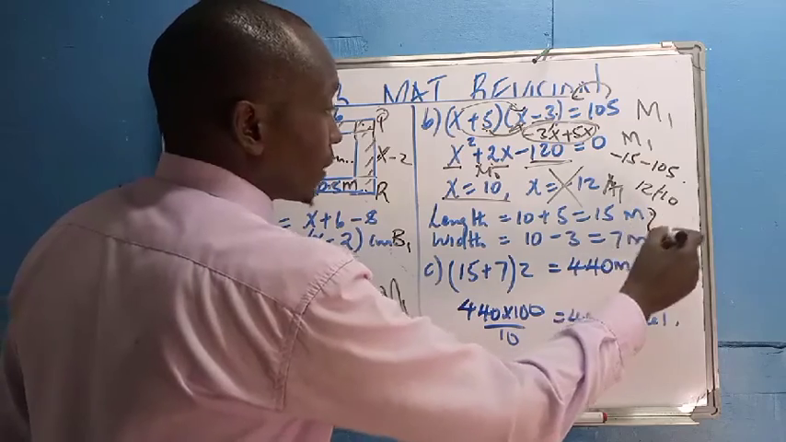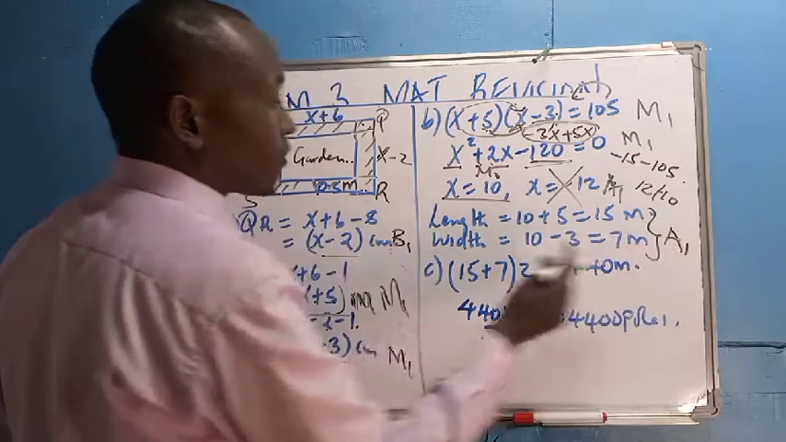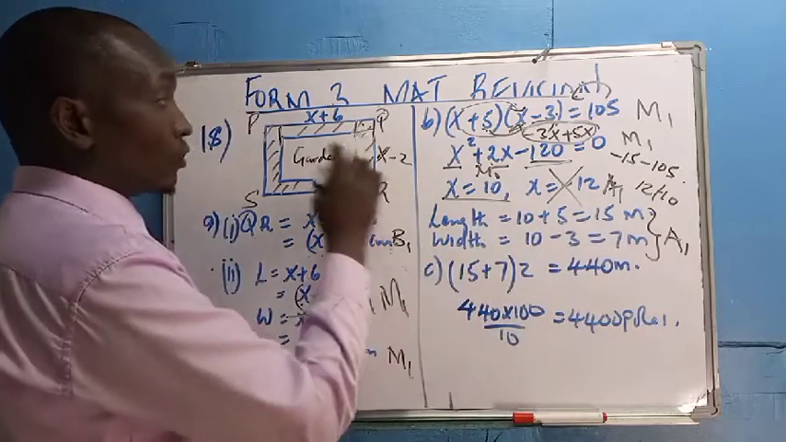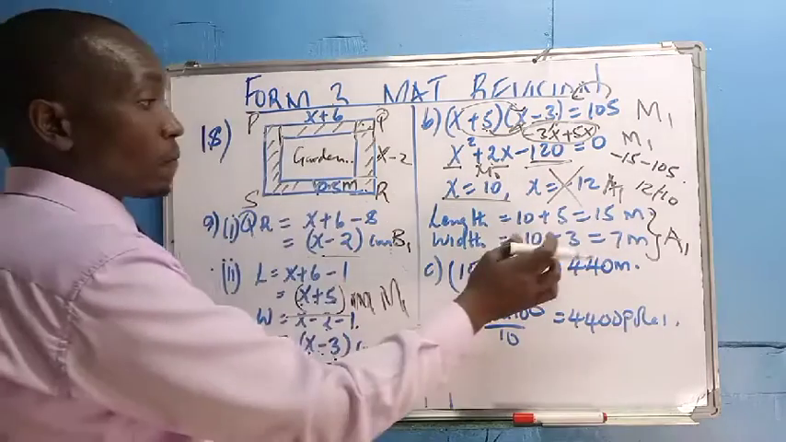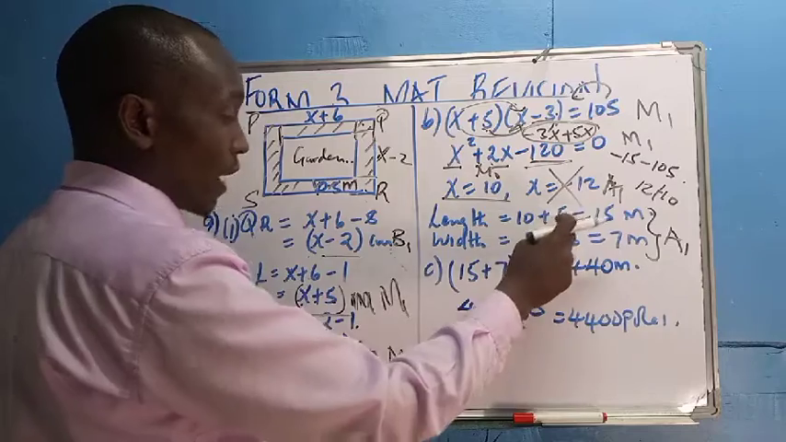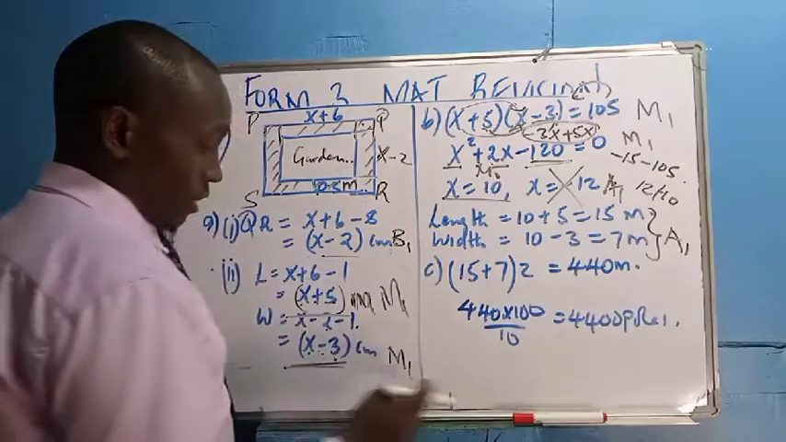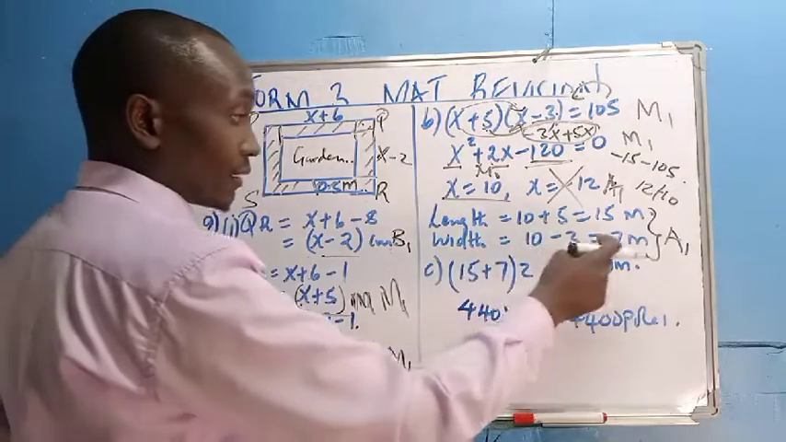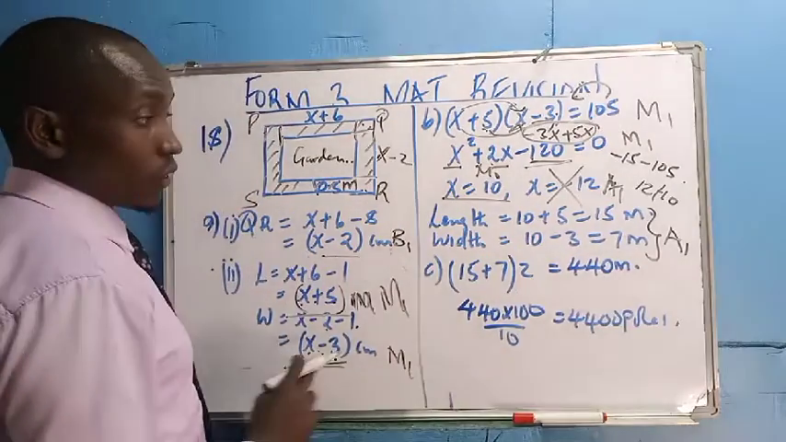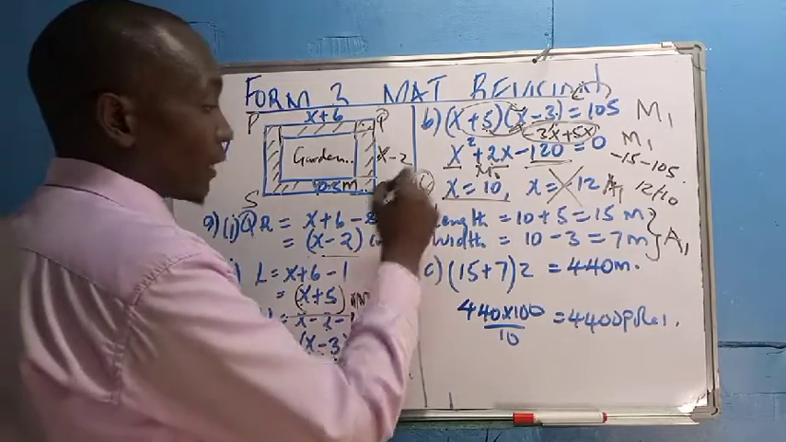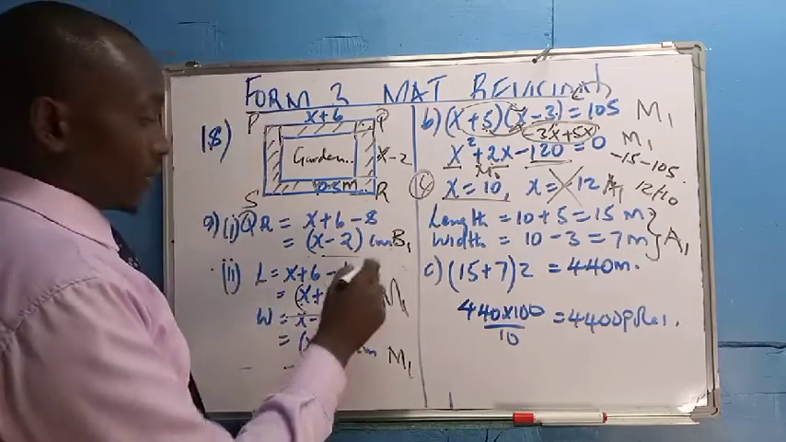So the final mark is for substituting the values of x and getting the actual length. The actual length here was 10 plus 5. That is x plus 5. You get that. Then 10 minus 3 gets 7. That was the width. And you get the answer there. So basically that is how you do that for a 4 mark. Remember we had 3 marks already.